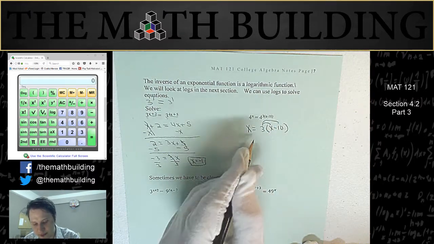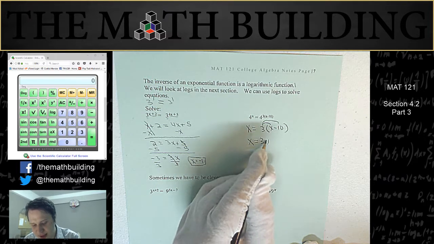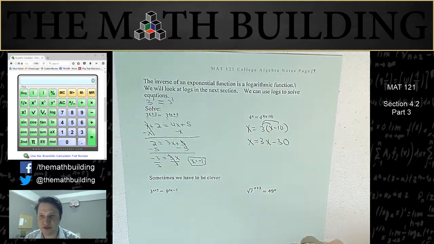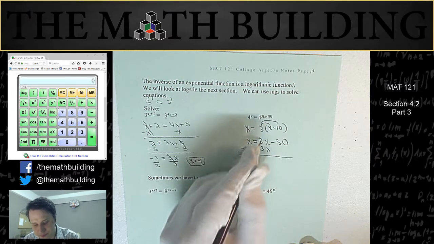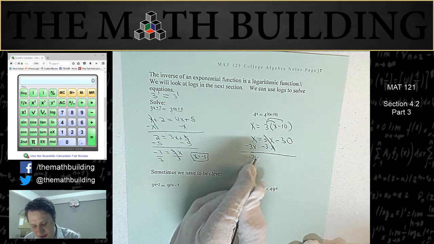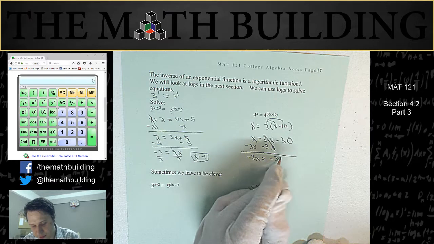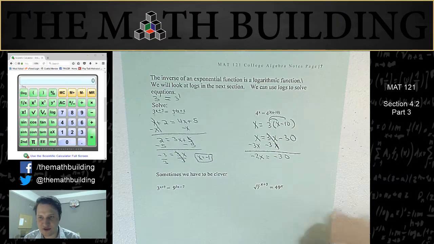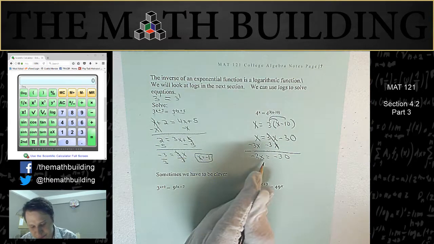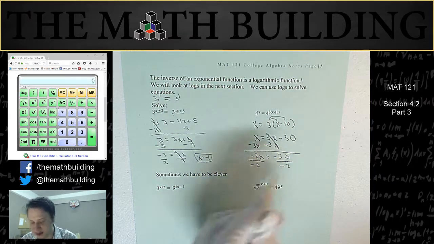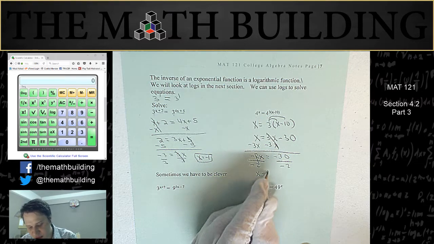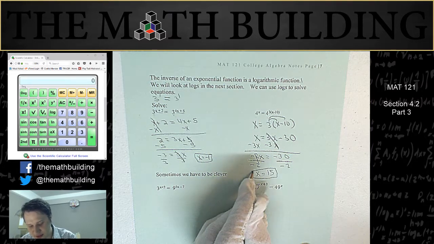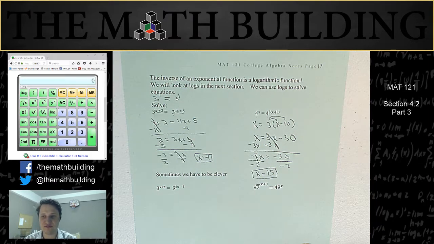Do the distributive property. X equals 3x minus 30, because 3 times x is 3x. 3 times negative 10 is negative 30. Now let's subtract the 3x on both sides. X minus 3x is negative 2x. Okay, got all our x's on one side and numbers on the other. Divide by negative 2, divide by negative 2. X is equal to negative over negative is positive. 30 cut in half is 15. So there's your answer. X is equal to 15.